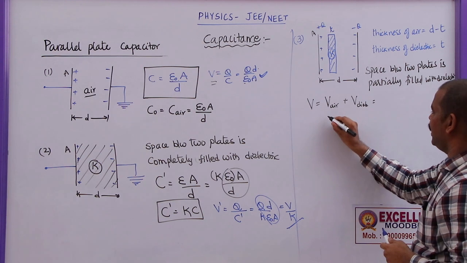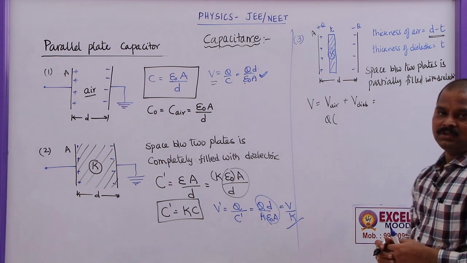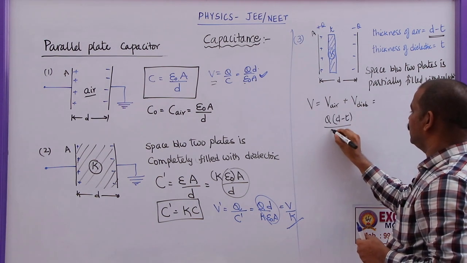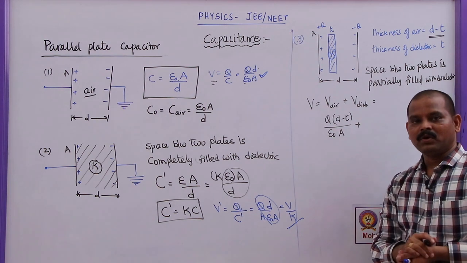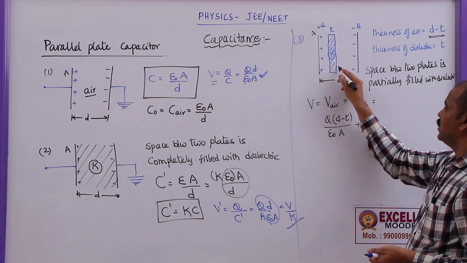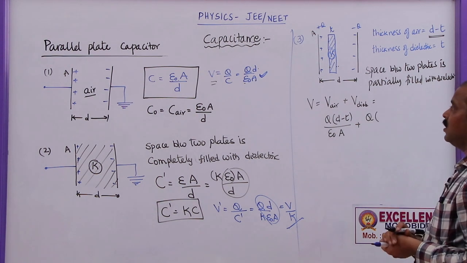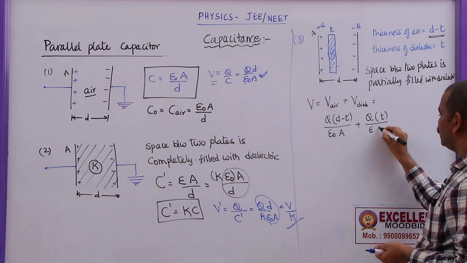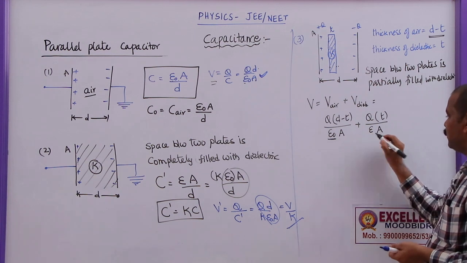So, here for air Q, what is the thickness of air? This is d minus t. So, let me write this as Q (d minus t) by epsilon naught A, plus what is the potential difference between the two ends of this one, between the dielectric? This is going by charge Q, but what is the thickness of this one? t by epsilon A. Here for air this is epsilon naught, for dielectric it will be epsilon.